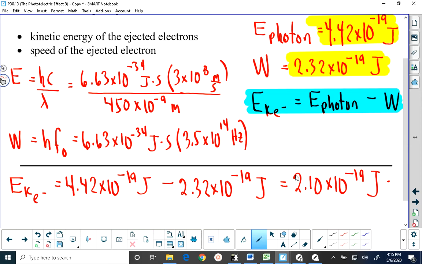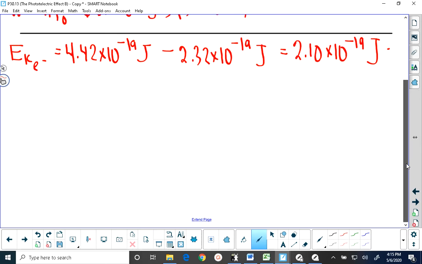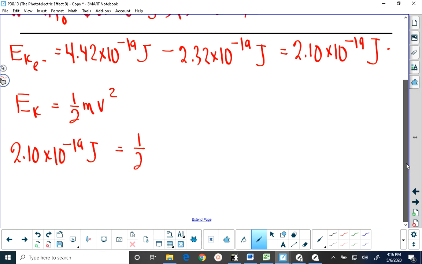And again, you could have calculated that, and in fact we did examples like this on Wednesday. What's different now is we also want to determine the speed of the ejected electrons. Well, that's not too difficult, because you already know that kinetic energy is equal to 1/2 times m times speed squared. And if the kinetic energy is 2.10 multiplied by 10 to the negative 19 joules, and that's equal to 1/2 times the mass of an electron, which you know, multiplied by the speed squared, really everybody should know how to find the speed there.